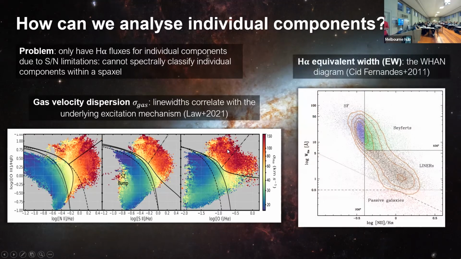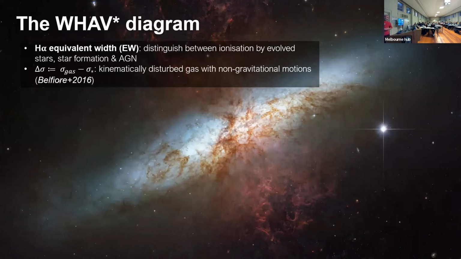We also have the H alpha equivalent width, which is essentially a measure of how strong the H alpha emission is compared to the stellar continuum. And this has been shown to be very effective at distinguishing emission from low energy sources such as ionized hot evolved stars from more energetic sources such as star formation and AGN and shocks and so forth. And so I've created a new diagram called the WHAV star diagram, title pending, which combines both of these quantities.